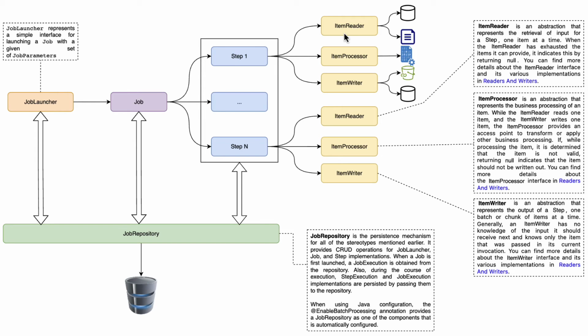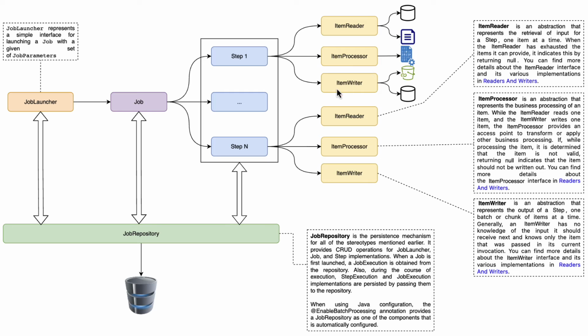You can find more details about the item reader interface and its various implementations in the readers and writers section. The item reader is able to read data from, for example, a database, a file, and so forth, any storage system you want. And then once we read an item, we pass it to the item processor. The item processor is an abstraction that represents the business processing of an item. While the item reader reads one item and the item writer writes one item, the item processor provides an access point to transform or apply other business processing. If, while processing the item, it is determined that the item is not valid, returning null indicates that the item should not be written out. You can find out more details about the item processor in the readers and writers section.